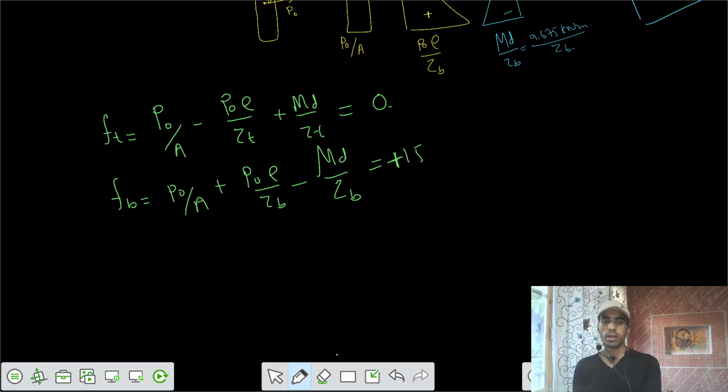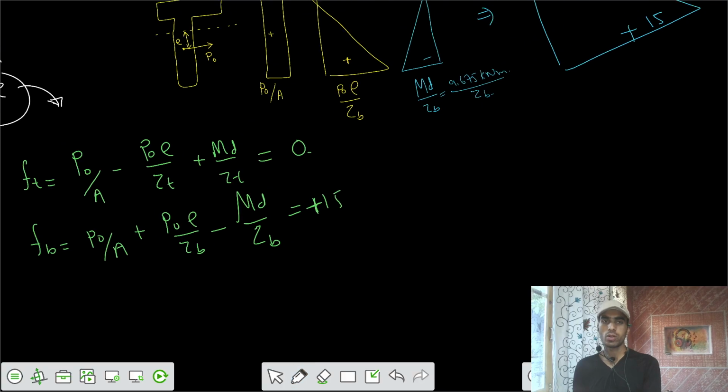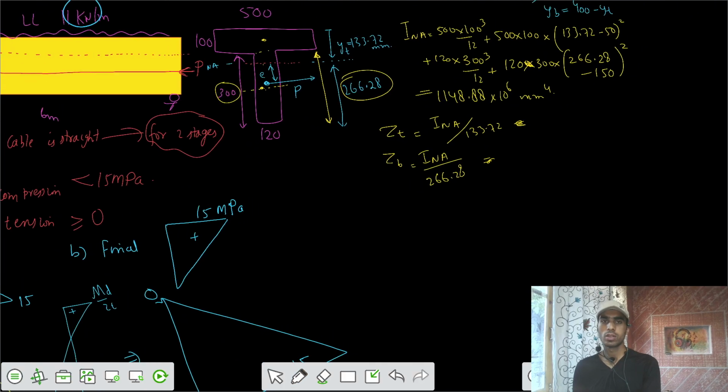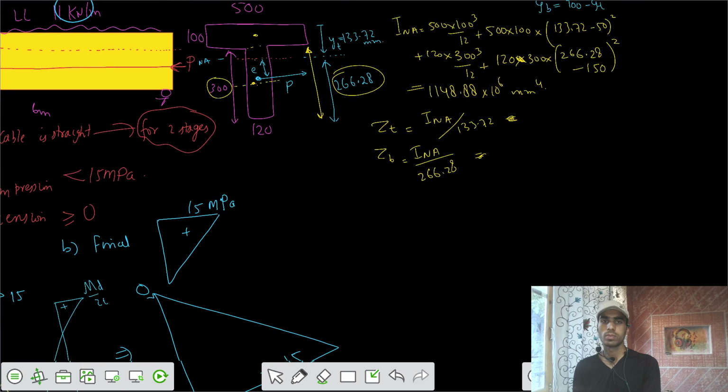So we have two equations and we have two unknowns, P and E. We have to solve that. So we need to substitute all those values we have.